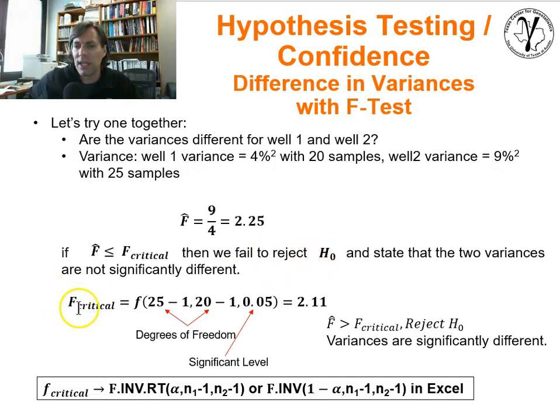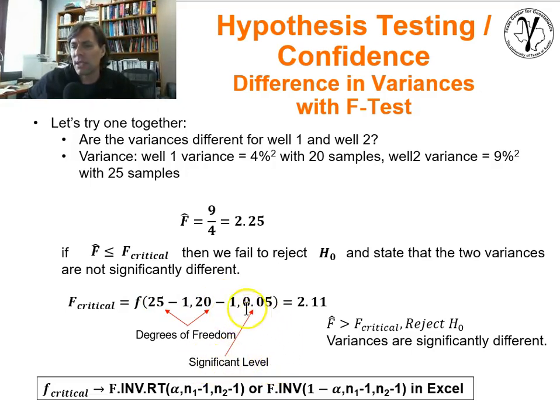And so what's the F critical? We have the number of data. For the one with the larger data set, where I want to make sure I got that right. Yeah, the one with the larger data set first, which is the one with the greater variance, we go with 25 minus 1. That will be our degrees of freedom. 20 minus 1 for degrees of freedom for the one with the smaller variance.